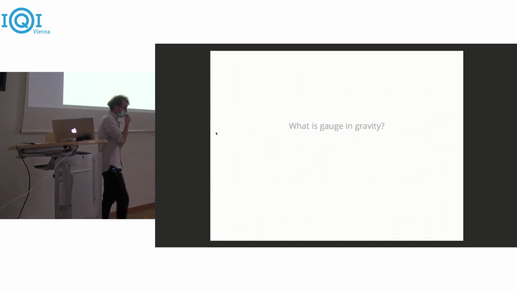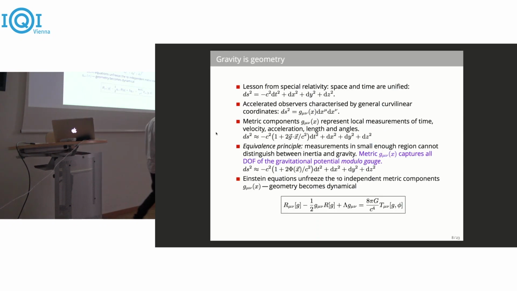So now we have an idea of what gauge symmetries are generally, but what are now the gauge symmetries of the gravitational field? Now, to speak about the gravitational field means to speak about gravity. In special relativity, we know space and time are unified. This is the lesson of special relativity, and the geometry and causal structure of space-time is encoded into the line element, the metric.